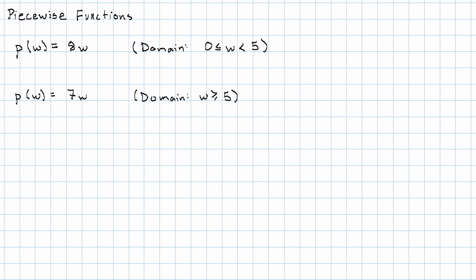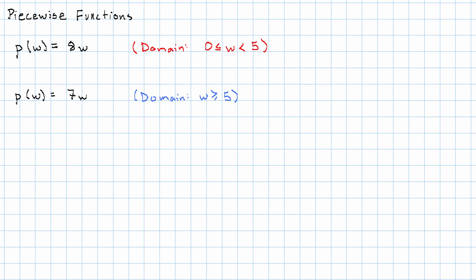When we left off, we were looking at these two different definitions of a function we were calling p. And the thing that we notice about these two different definitions is that they have different domains. The first formula applies for values of w that are less than 5. And the second formula applies for values of w that are greater than or equal to 5. And that's important.